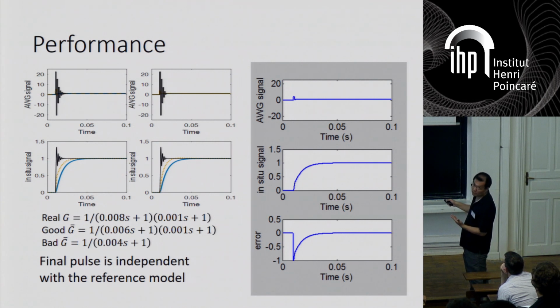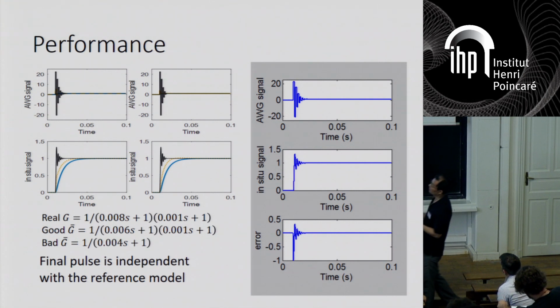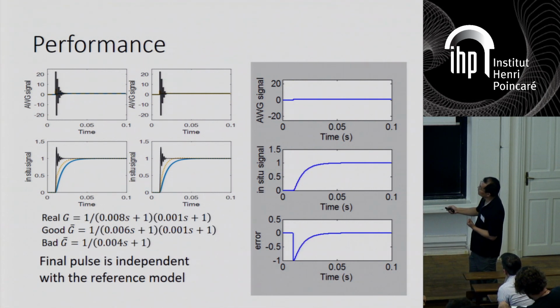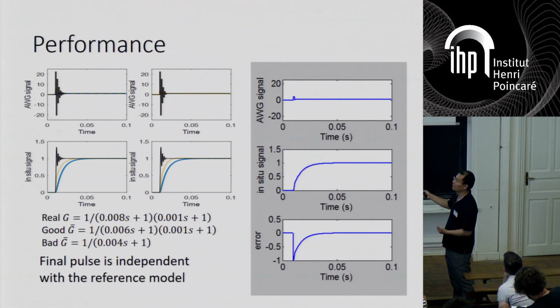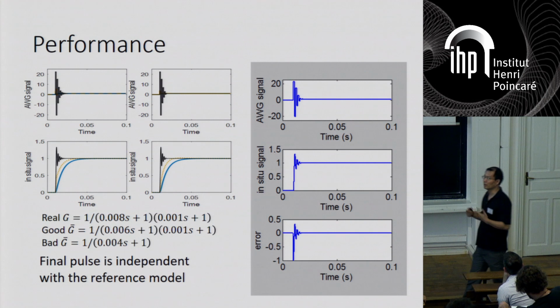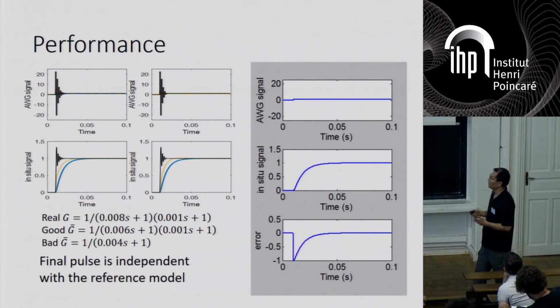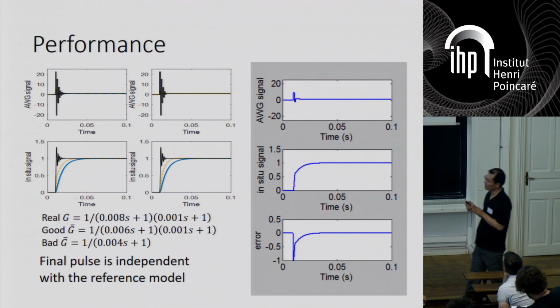Here I used a good model. But the method is very robust, because even if you use a very bad model, very different from the real model, as I applied here, during the iterative correction the corrected shape is different from here. But finally, if you take more iterations, you can get the same result. That means the final result is independent of the reference model, whether good or bad, as long as the model is not too bad. It could be a little bad, but not too bad.